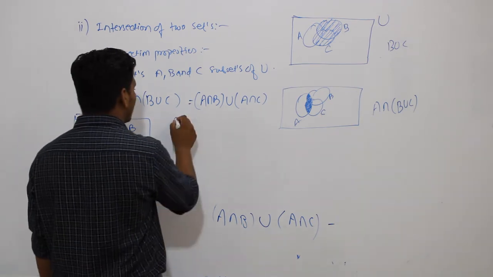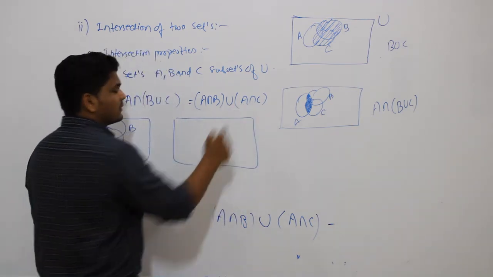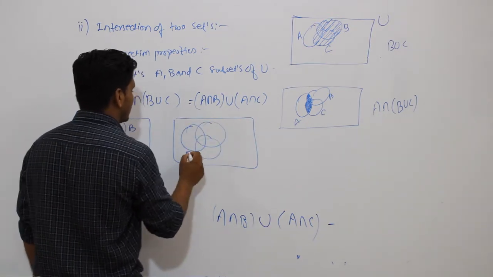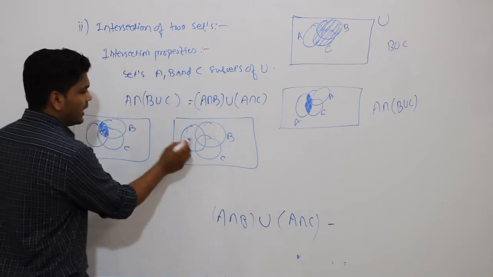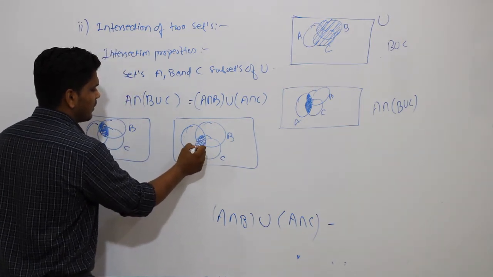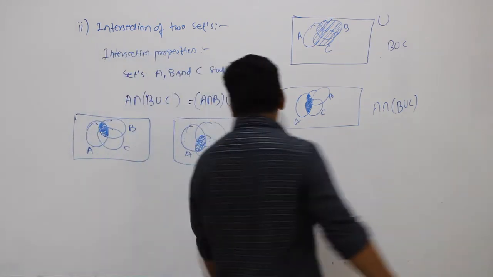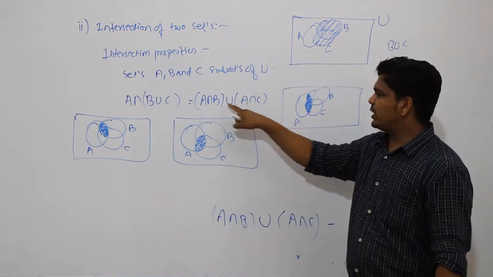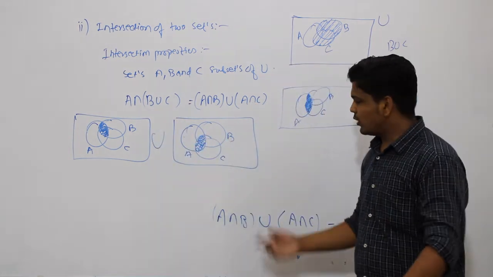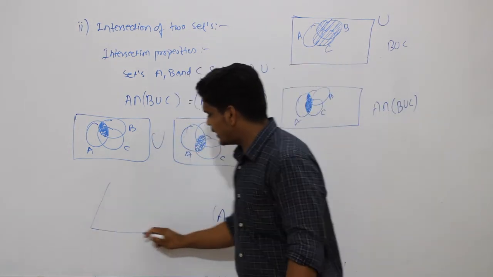Again, what will I calculate? I will calculate A intersection C. Now this is A, B and C. Now what is my A intersection C? It is nothing but this part. This is my A intersection C. Now I will take (A intersection B) union (A intersection C). Means I will take union here. What will this be? I will write here.